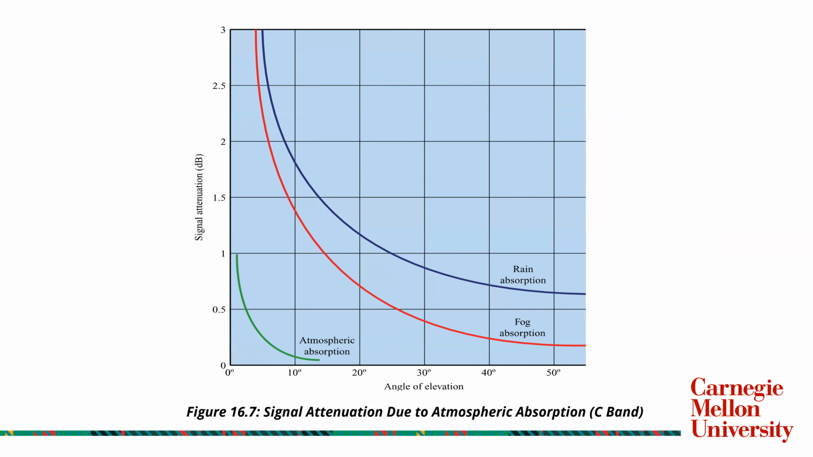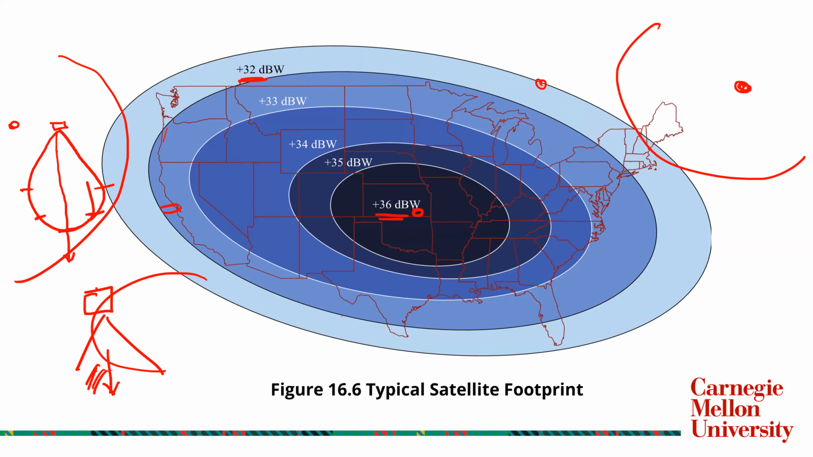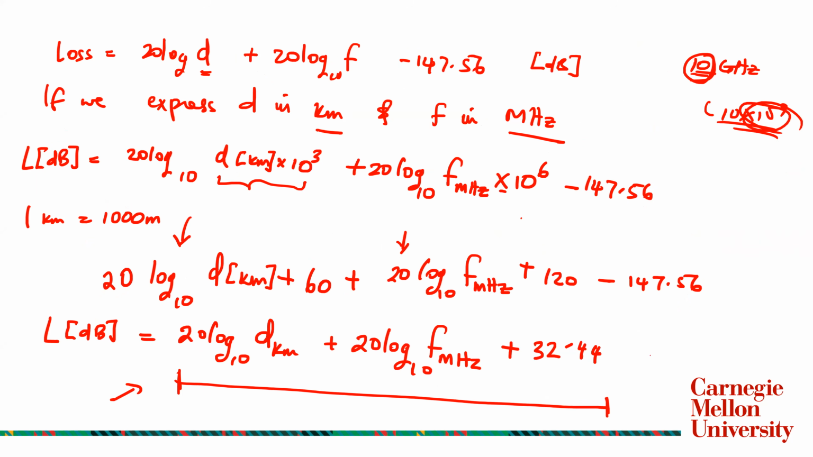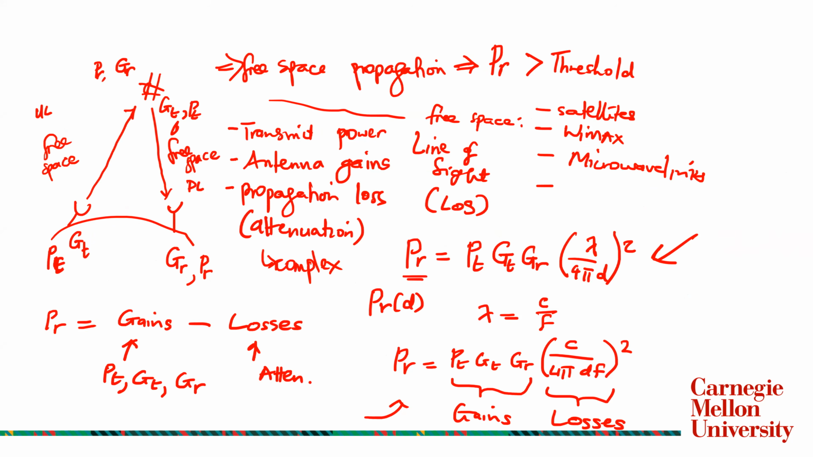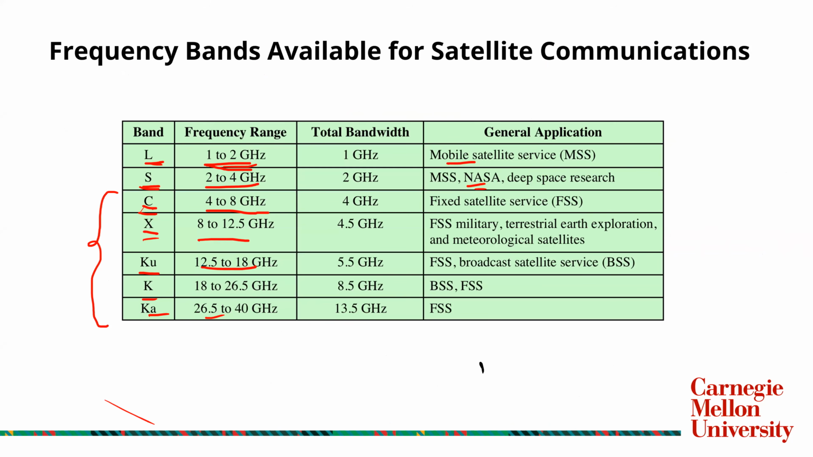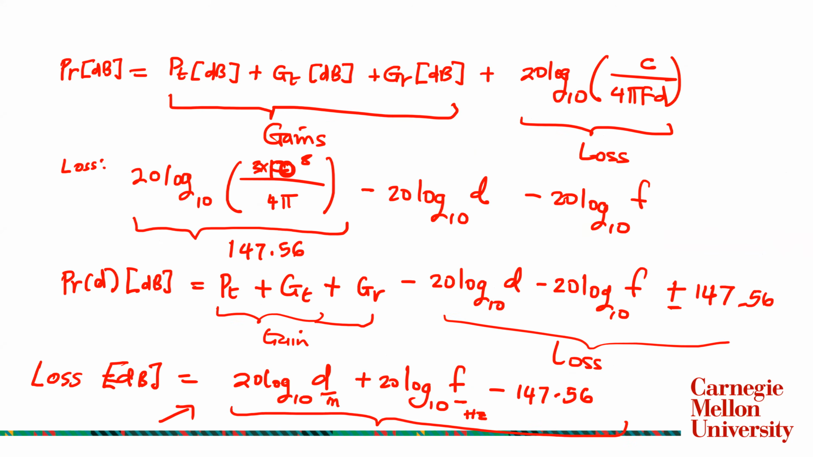Now here we see other attenuations due to atmospheric absorption. This is in the C band. It will be worse in bands that are higher than the C band. Where is the C band? Yeah, this is the C band, around 4 to 8 gigahertz. So these performances will be worse at higher frequencies, because as we said, loss increases with frequency.